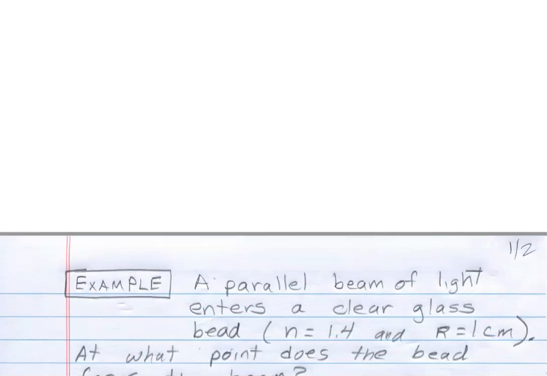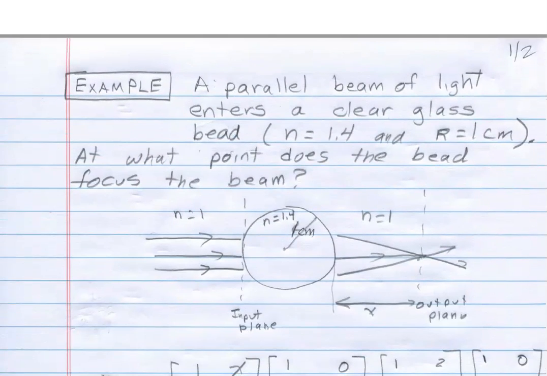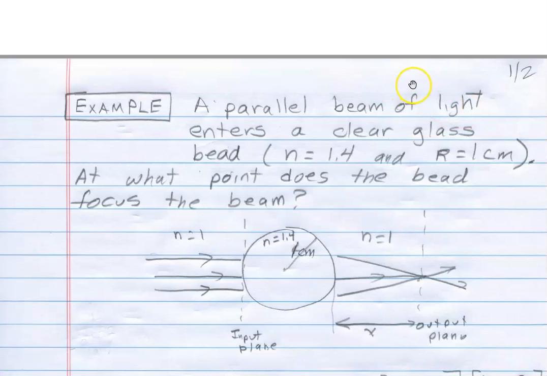The next example is also a relatively simple problem that you could have gotten in other ways, but here let's take a look at the statement of it. A parallel beam of light enters a clear glass bead. The index of refraction of the bead is 1.4, and its radius is 1 centimeter, and it's in air. It didn't really say here, but since it didn't say, I'll put it in air. And at what point does the bead focus the beam?